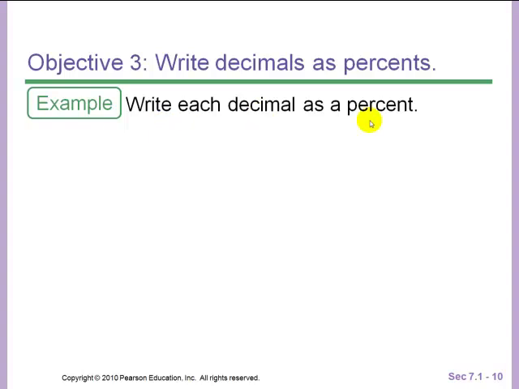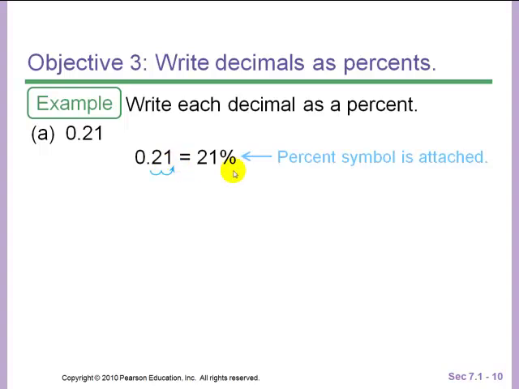Write each decimal as a percent. So 0.21, we're going to multiply by 100, which just moves it 2 places to the right, and we get 21%. Notice how you attach the percent symbol. 0.21 is not the same as 21, it's the same as 21%. In this example, they dropped the decimal point, but it's up to you if you want to keep it or not, as long as it would be in the correct place, which is after the ones place. You would not have the decimal here in front of the 2.